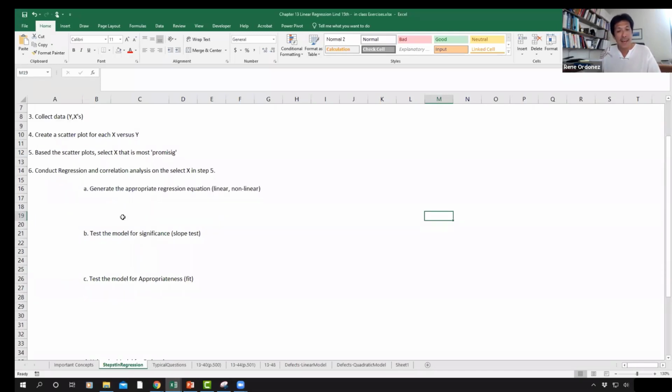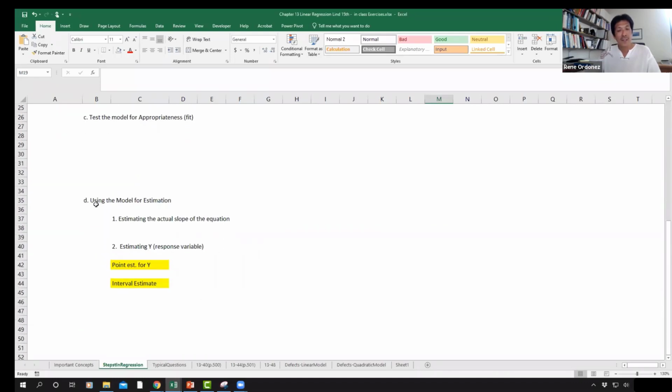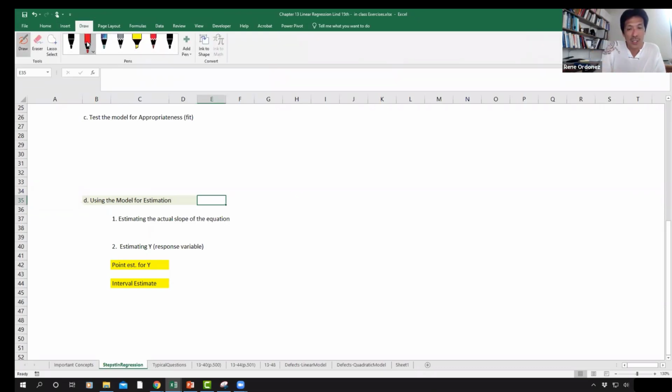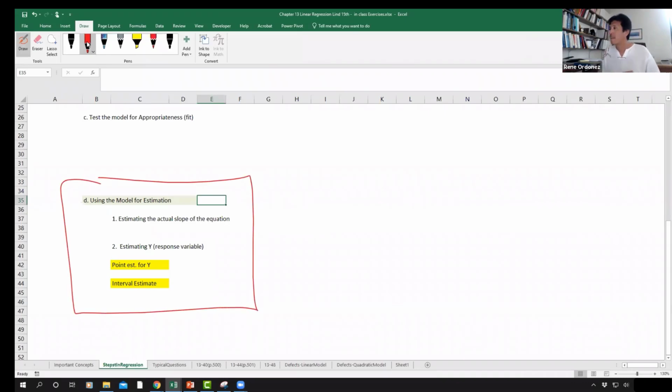That really talks about over here, okay, using the model for estimation. So as I said, this is the goal when you develop regression and correlation analysis. You do that because you want to do this kind of estimation. Okay, I'll get into more detail about these two, estimating the actual slope of the equation and estimating the actual value of the response variable, later on.